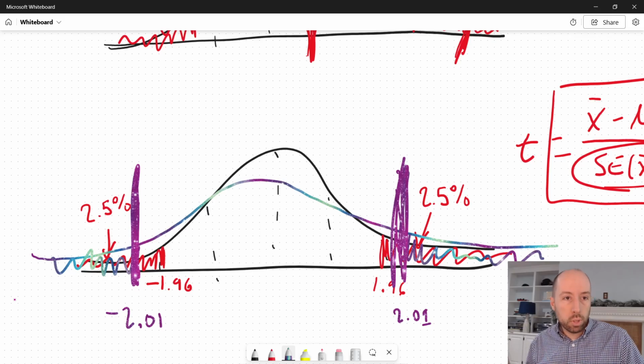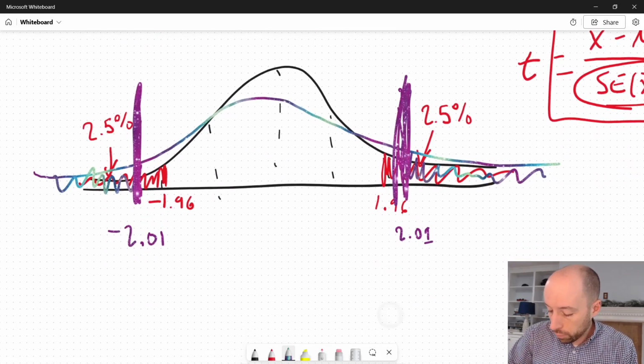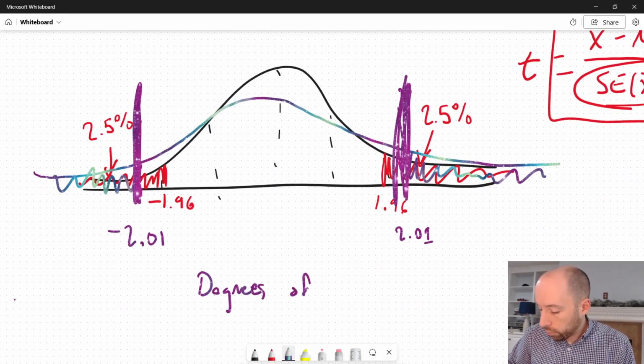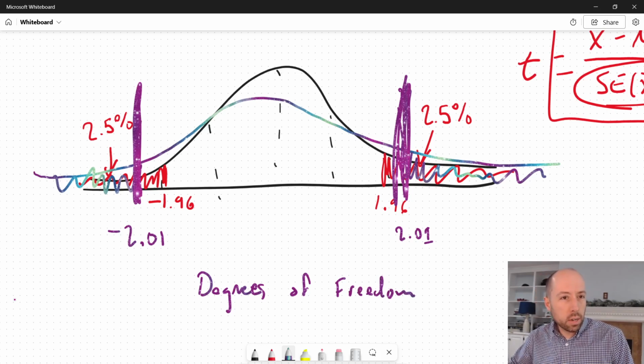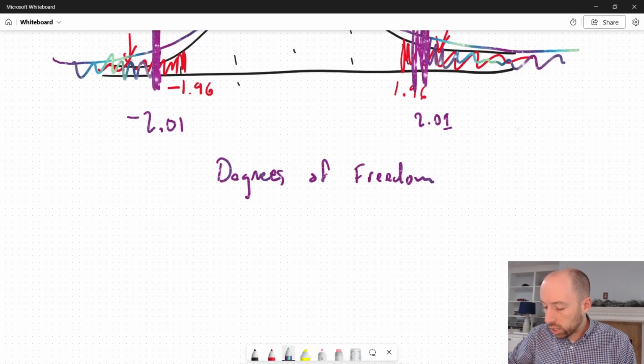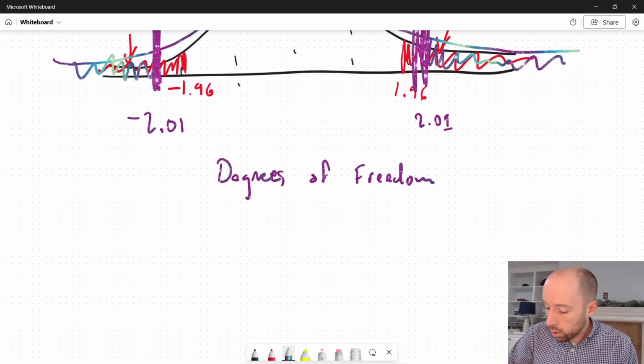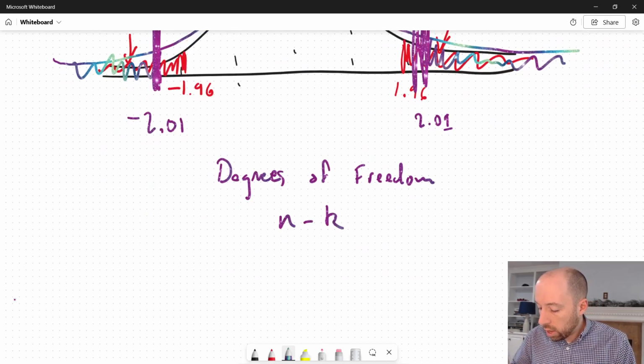I'll show you the table that this comes from because the shape of the t-distribution and how fat those tails are depends on the sample size, and in particular, it depends on degrees of freedom, which is exactly n minus k. K is how many parameters you estimated in order to calculate the standard error that you're looking at. So n minus k.